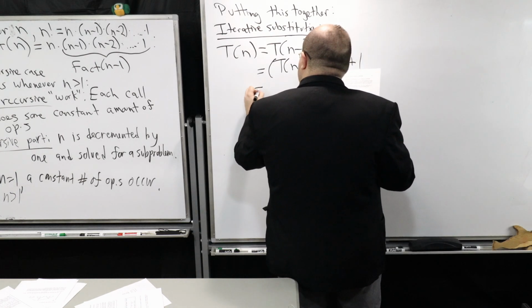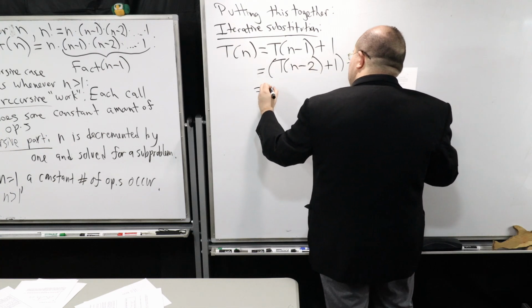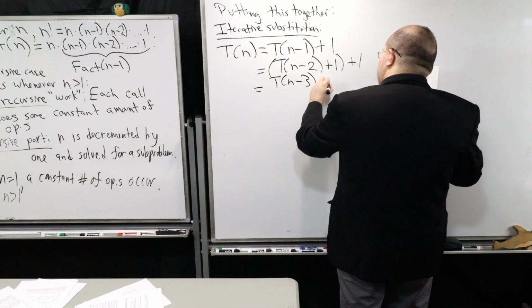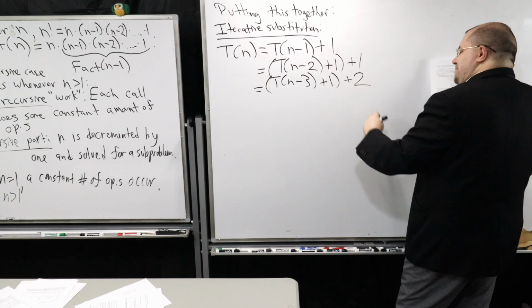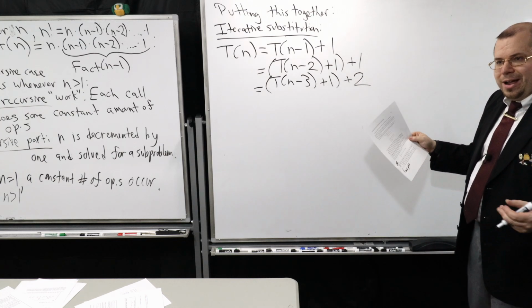So if I apply the definition again, what happens? It ends up being t of n minus 3 plus 1. And I'm just going to take whatever I had here and simplify this down. So now notice if I were to add 1 and 2 here, I get 3, right?